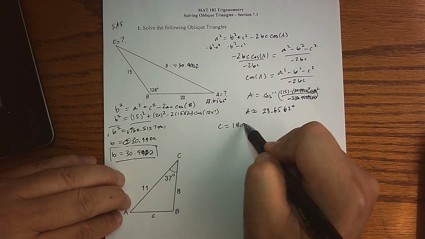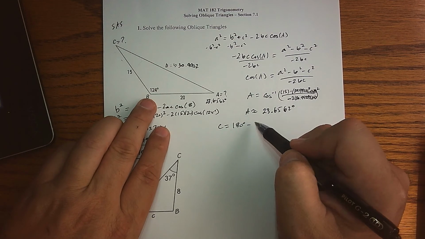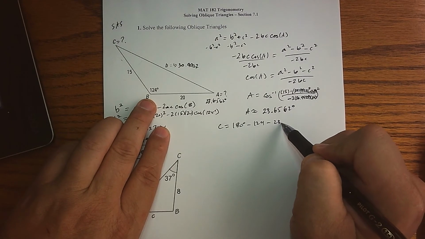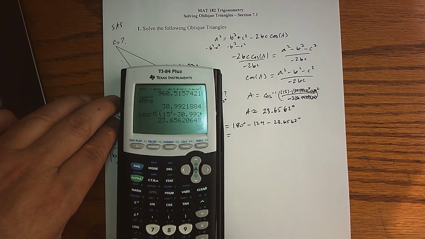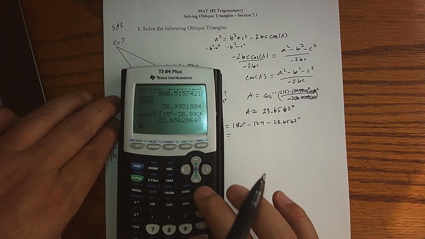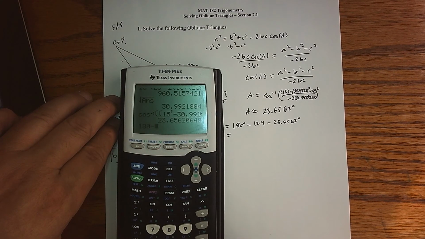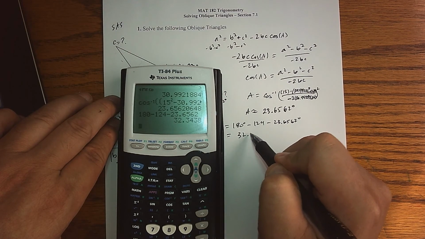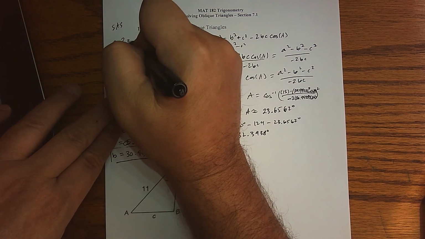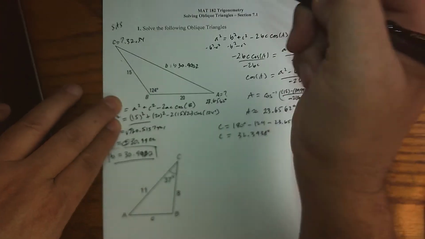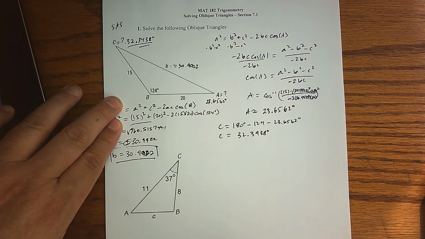So what about C? Well, C is basically 180 degrees minus my angle B minus my angle A, and we've got those. So that one's probably a little easier to do, but again, I'll turn to my calculator. 180 minus 124 minus the 23.6562, and it looks like our angle C is 32.3438 degrees. All right, and so now we have solved that oblique triangle by using the law of cosines.